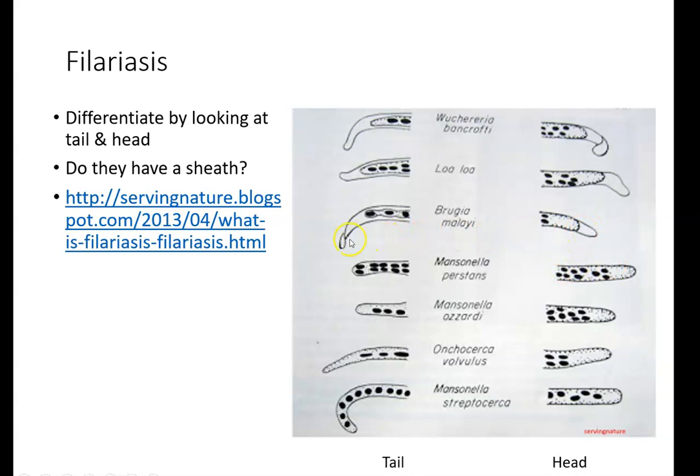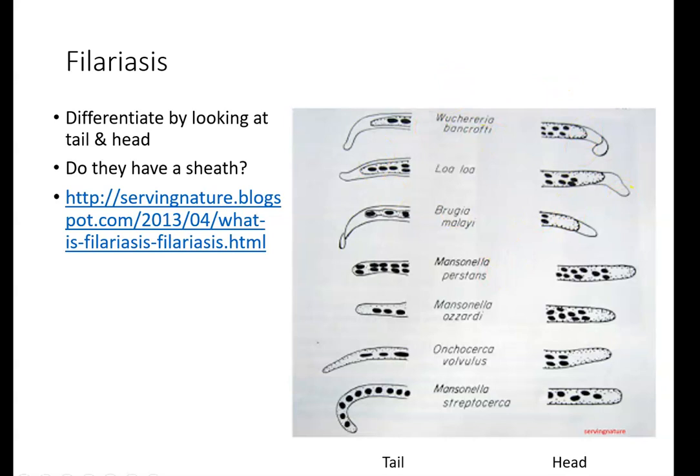The ones that are sheathed are the Wuchereria bancrofti, Loa loa, and Brugia malayi. Okay. Sorry. These guys have a sheath. Once you know if they have a sheath or not, and you're like, okay, well, it's either these three or these four. Boom, easy. Sheath, yes, okay. Brugia, Loa loa, or Wuchereria. Then you have to look at the tails.